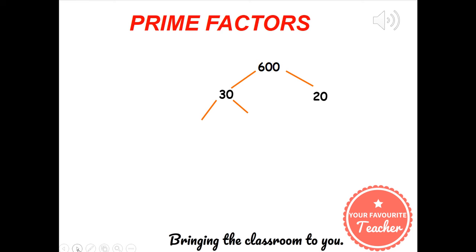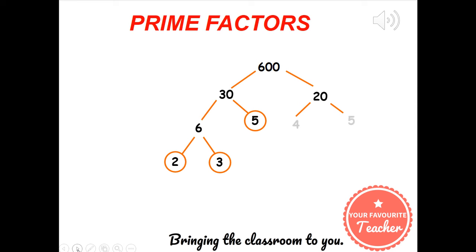So let's do two more branches on 30, and I choose 6 and 5. You can choose any two numbers. In this case, 5 is a prime number, so when we get a prime number, we circle it. We then continue the process again. So two numbers that multiply to give 6, 2 and 3, both are prime numbers, so we circle those two prime numbers. We then continue now on the next number, which is 20.